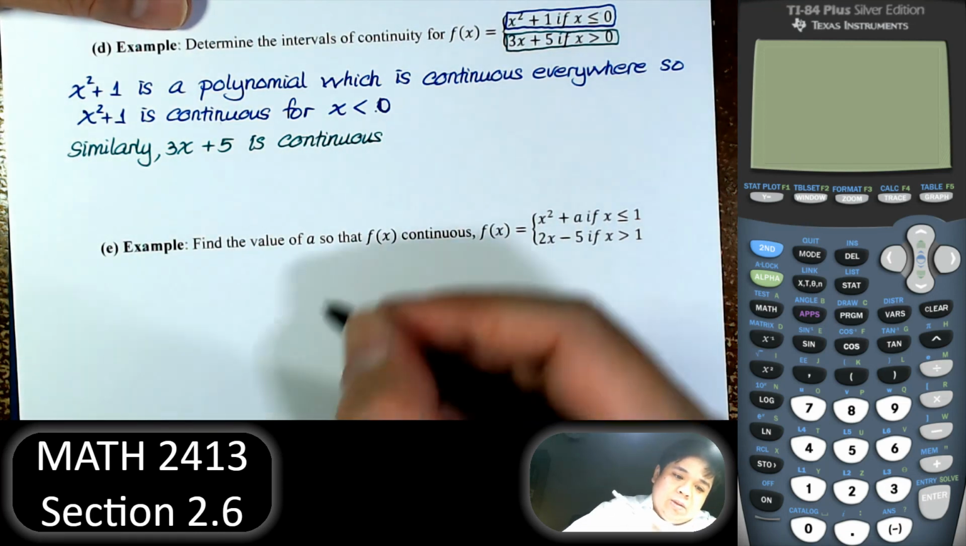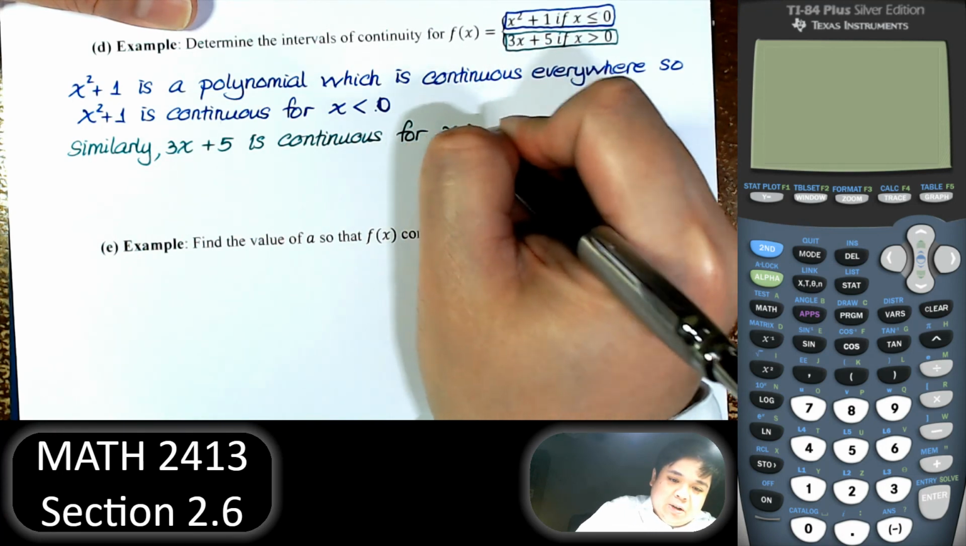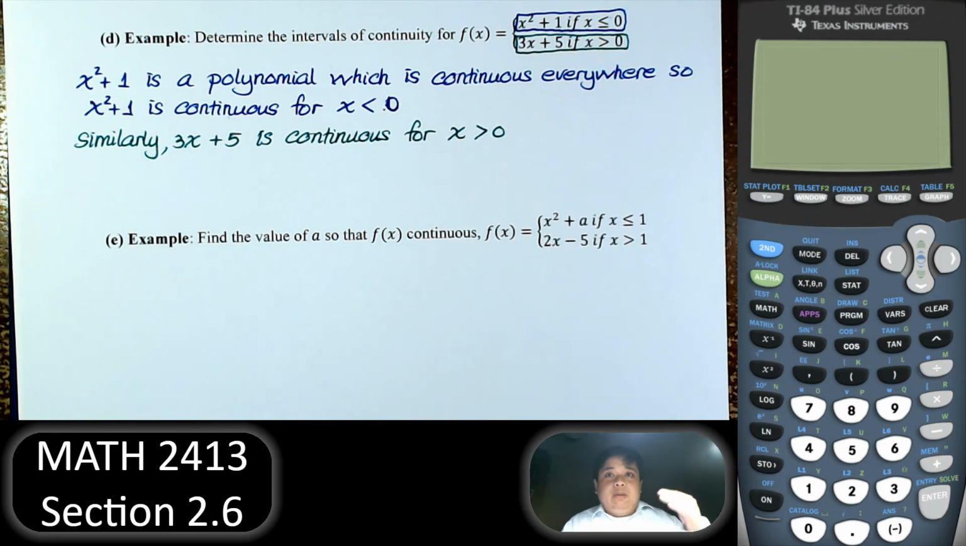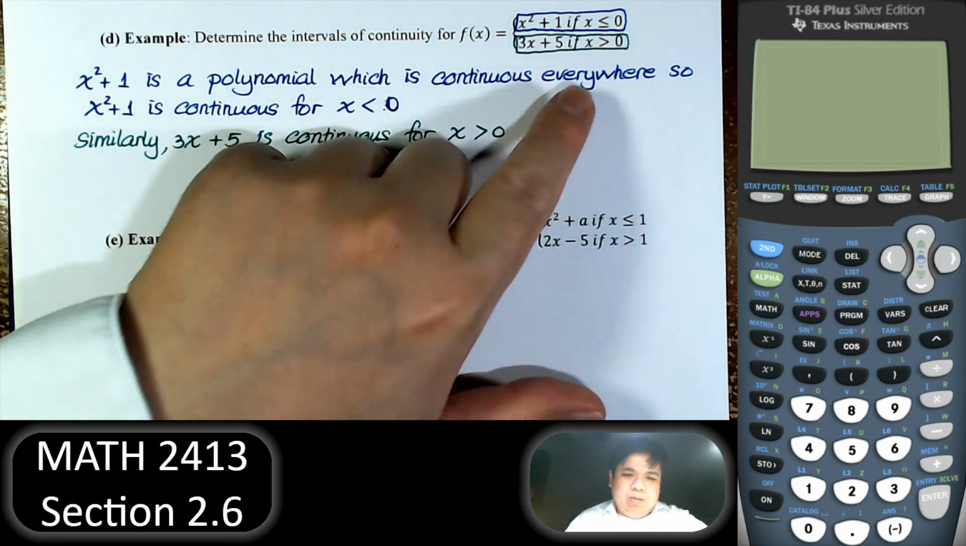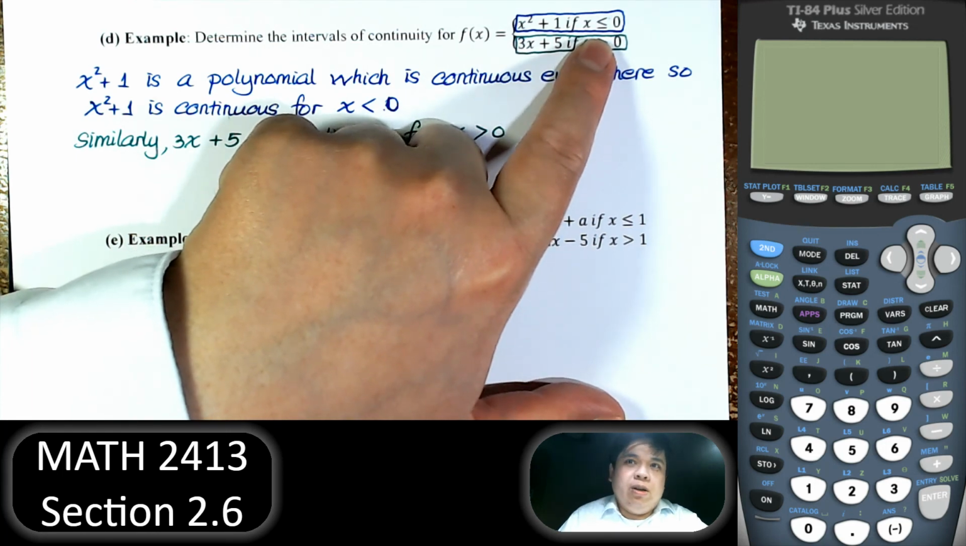It is continuous for x greater than 0, of course based on this condition. So x greater than 0 is good. They said equal to 0 here, right? What happened at 0?